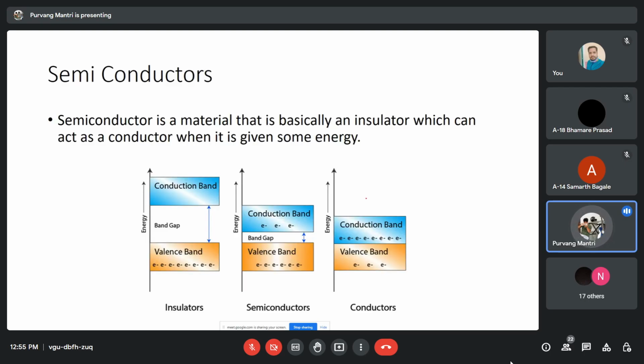So a semiconductor is a material that is basically an insulator, but can also act as a conductor when it is given some energy. I don't know if you guys have learnt about band theory. This band theory defines what kind of energy is required to make any substance or any element into a conductor. Conductors usually require very little energy to conduct electricity. We are going to talk specifically about electricity over here. Let's keep heat aside. We don't want to talk about heat at this moment.